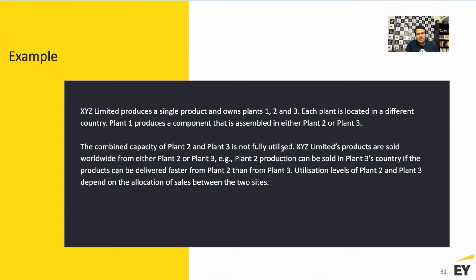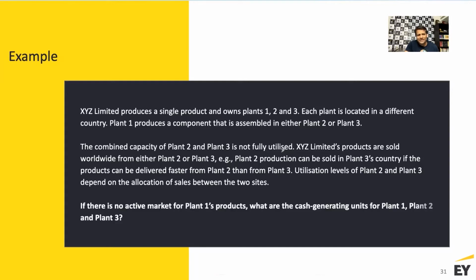They are capable themselves of producing the product in its entirety by taking the input from plant 1. The plant 2 production can be sold in plant 3's country if the products can be delivered faster from plant 2 than from plant 3. Utilization level of plant 2 and plant 3 depends on the allocation of sales between the two sites, right? If there is no active market for plant 1 product, what are the cash generating units for plant 1, plant 2 and plant 3?